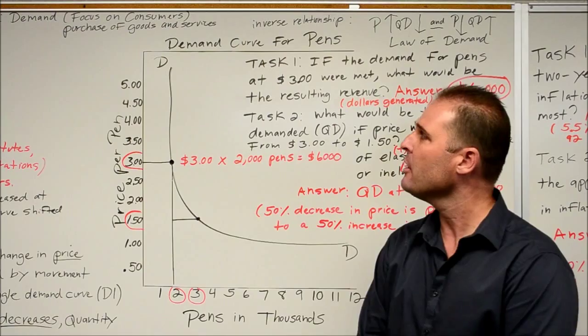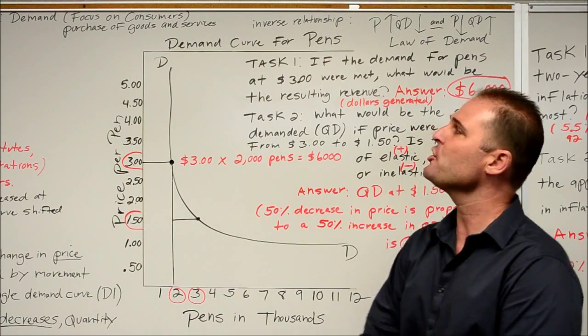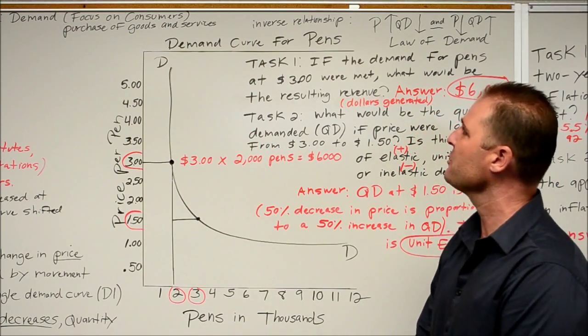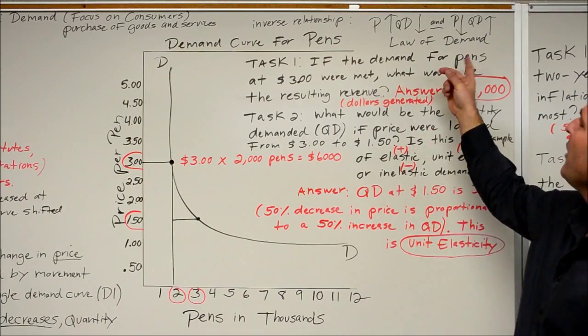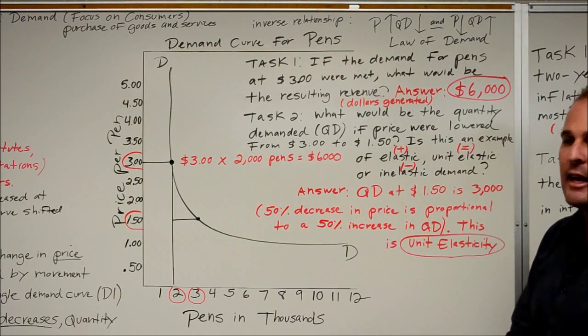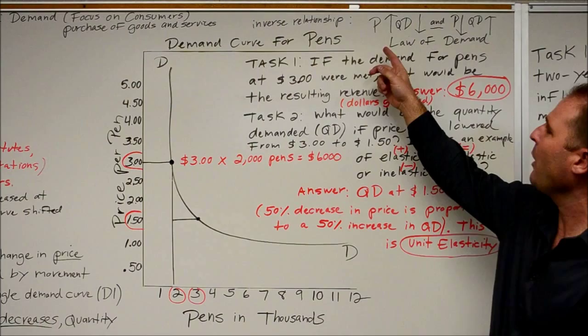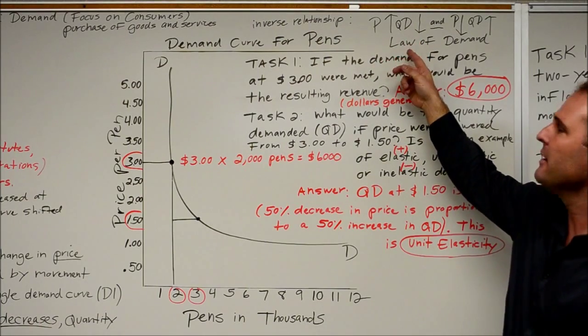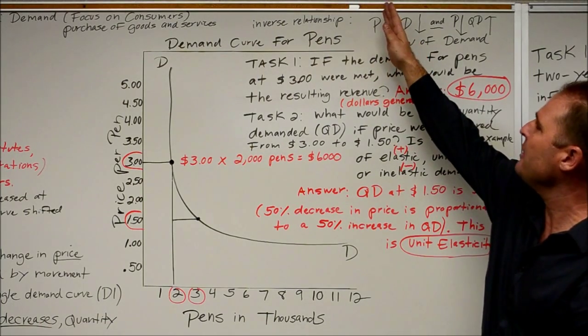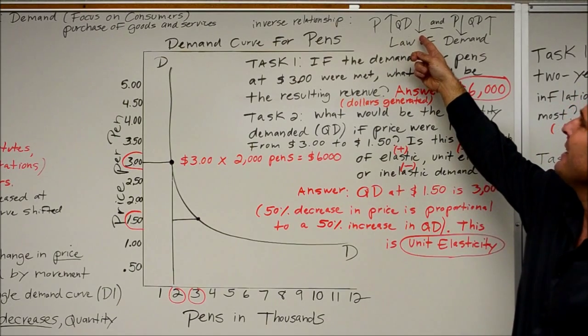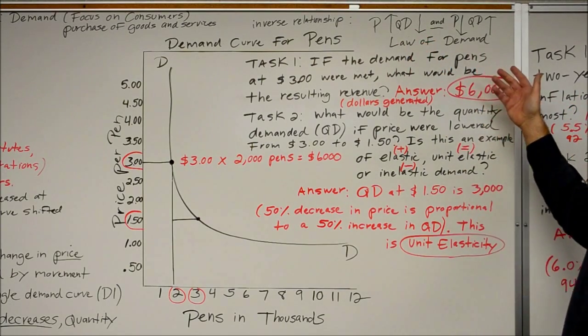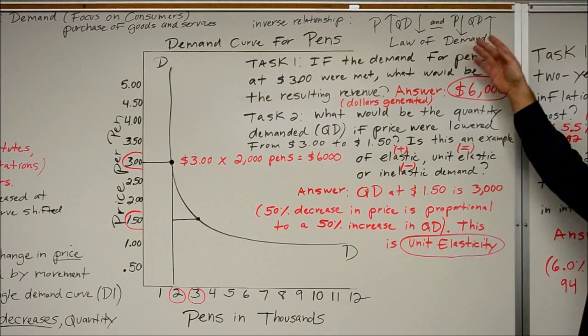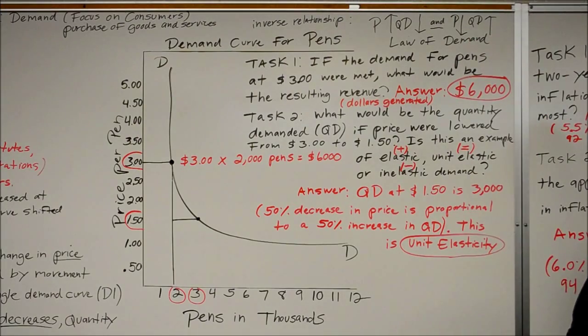In this chapter, focus is placed on consumers' purchase of goods and services. It is important to remember the law of demand illustrates an inverse relationship between price and quantity demanded. That is to say, when price increases, quantity demanded decreases. And equally, when price decreases, quantity demanded increases.